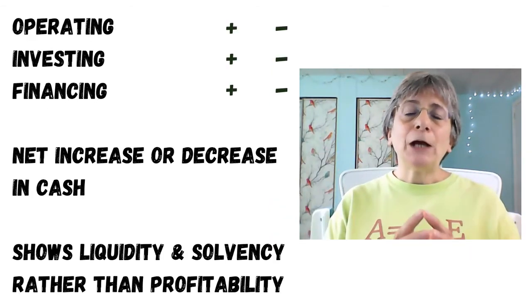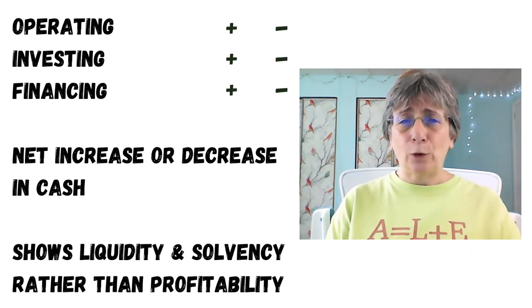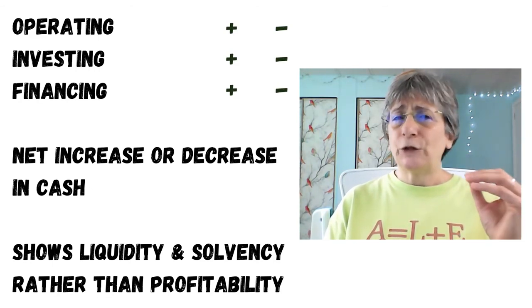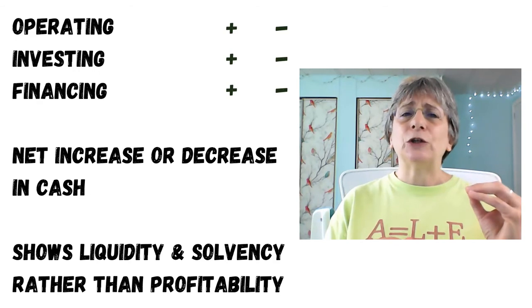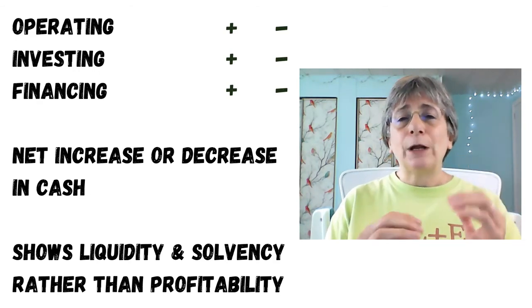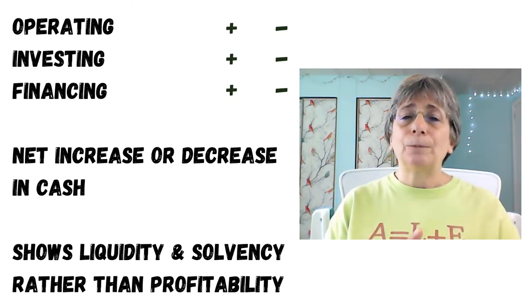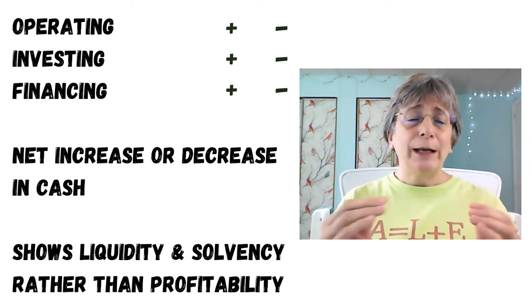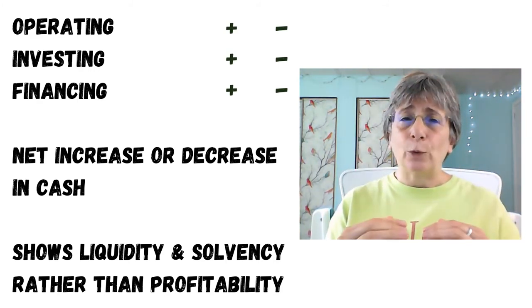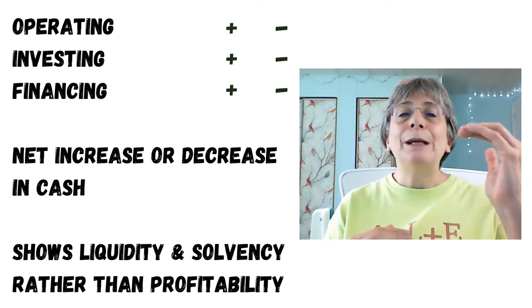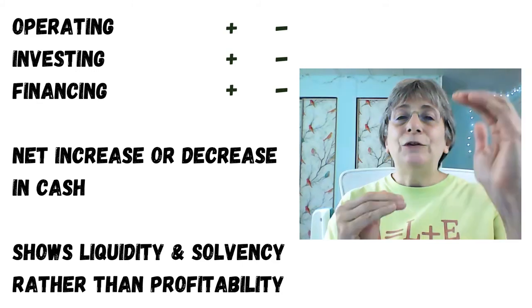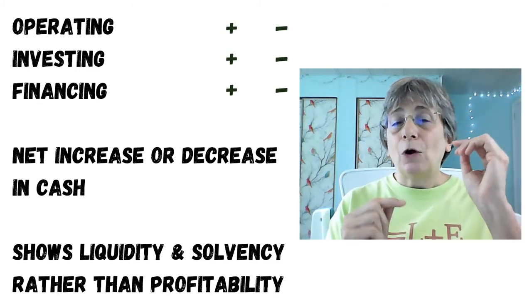So the statement of cash flows takes those three different categories and says, here's the things that happened in the operating, investing, and financing sections that either increased our cash or decreased our cash. And then we're going to look at the net increase or decrease in cash from all of those categories so that we can see, here's our beginning cash balance, here's our ending cash balance. Did we increase or decrease our cash?